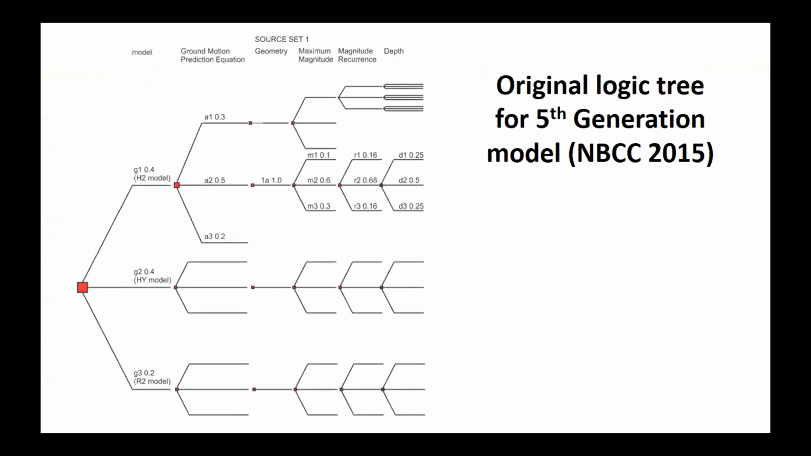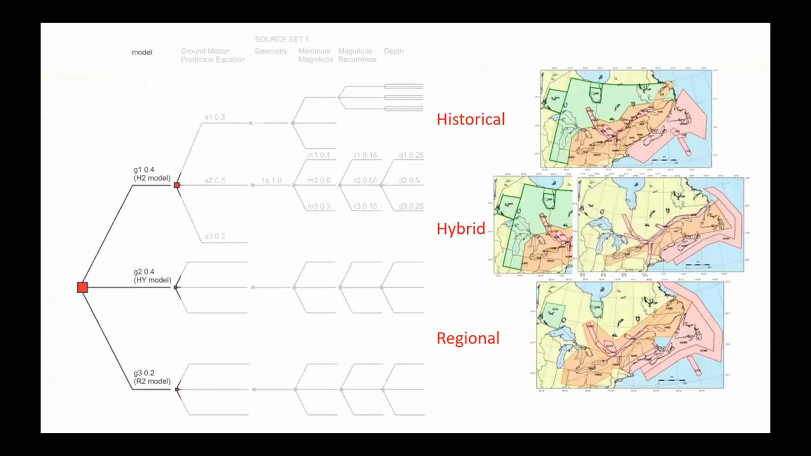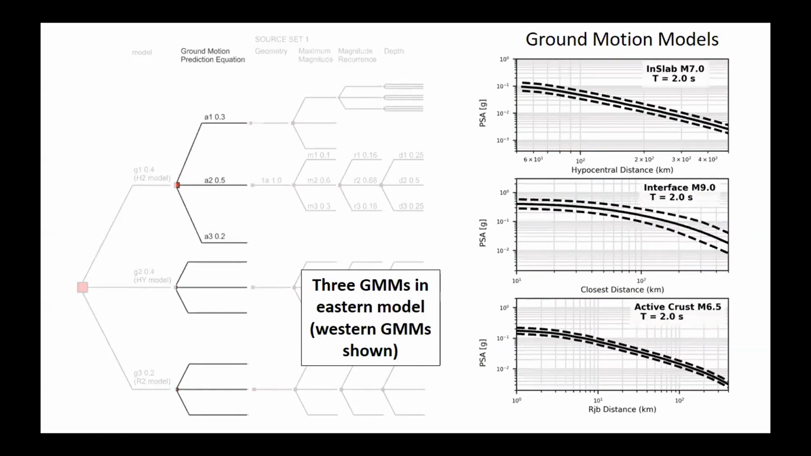So here's what the logic tree looks like for the 5th generation model in Eastern Canada. And I'm just going to step between these. So this is, again, the epistemic uncertainty, where we have alternative models. At the first point, we have alternative models for where earthquakes occur. I've talked about this at length. We have the historical model, the hybrid model, and the regional model. And if you look to the left, we have certain probabilities or weights associated with them. The historical model gets a weight of 0.4, the hybrid model gets a weight of 0.4, and the regional model gets a weight of 0.2.